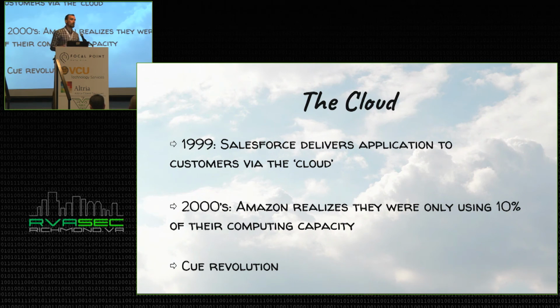First of all, I'm going to go over the cloud, and the cloud really started in the early 2000s and in 1999 when Salesforce delivered the first application purely via the cloud. And then in the 2000s, Amazon realized they had all this extra computing capacity but didn't really know what to do with it, and that pretty much created AWS and what we know as the behemoth that has become today. From there, it kind of cued a revolution of now everything's in the cloud, whether it be DevOps, basically application delivery, you name it, it's now going to the cloud.